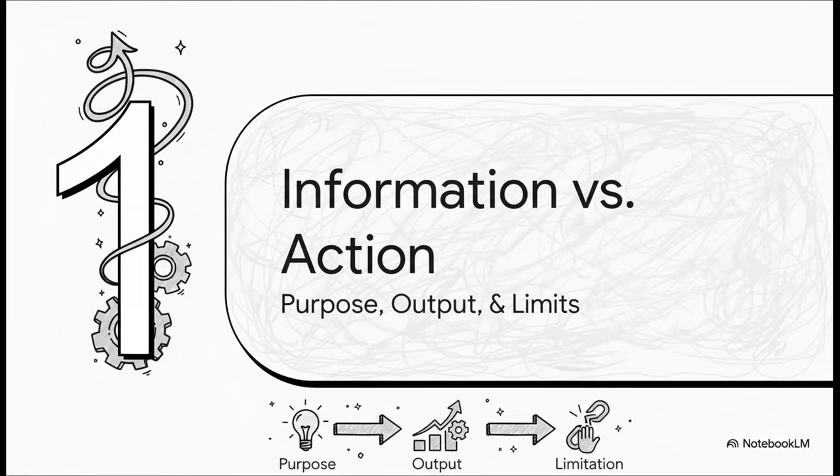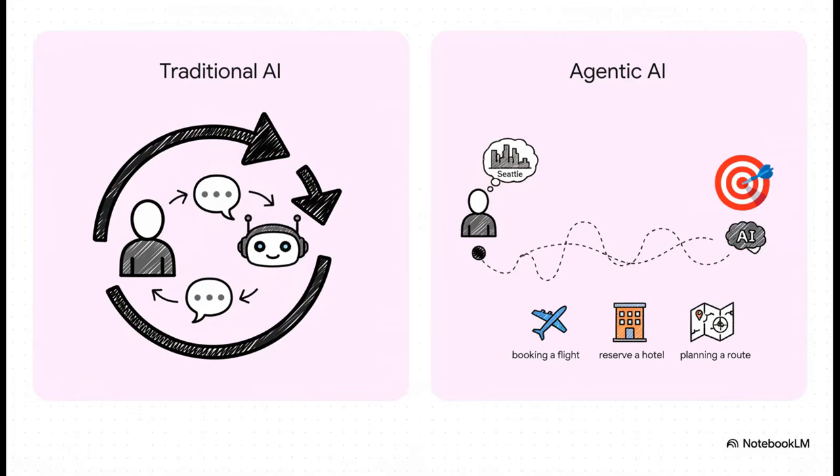We can really break down this shift from information to action across three key vectors: the system's purpose, its output, and its inherent limitations. When you analyze these, you start to see the real engineering challenges and, frankly, the massive opportunities.